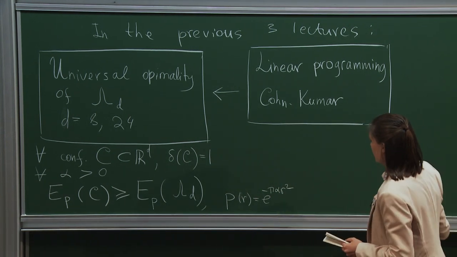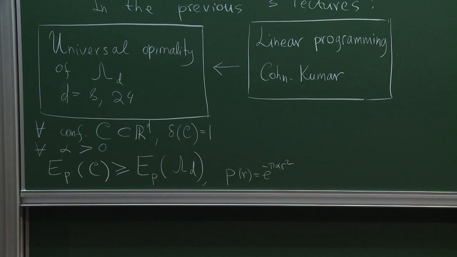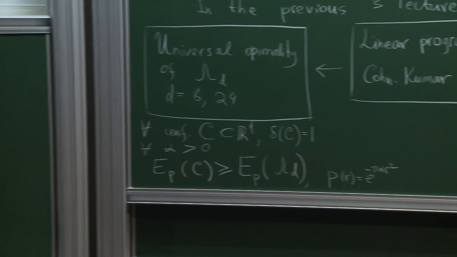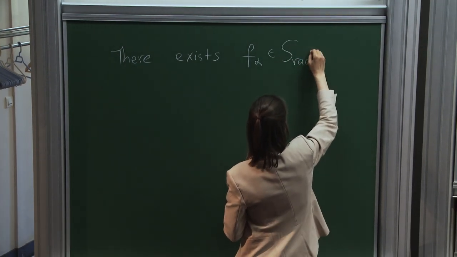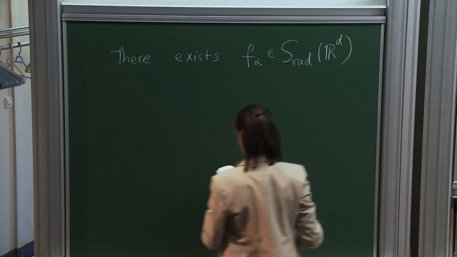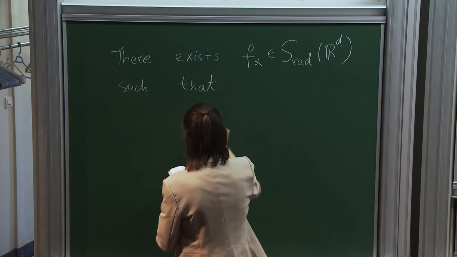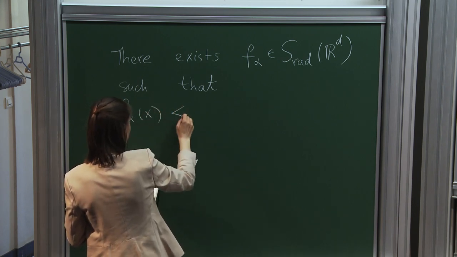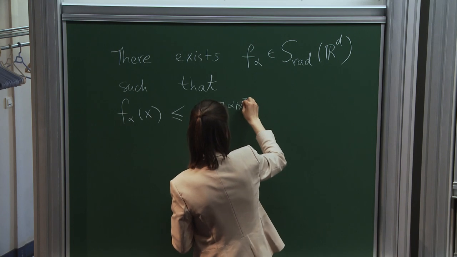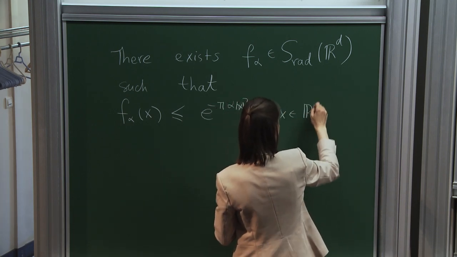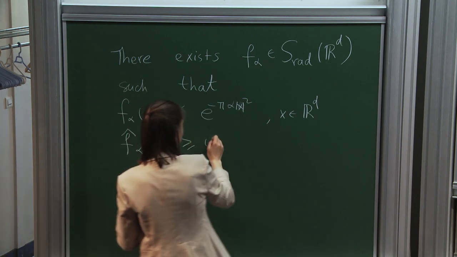And so what we will show is that linear programming implies universal optimality. And so linear programming means that we need to show the existence of a certain function. So we need to show that there exists, for each alpha, a special function f alpha, which would be a radial Schwarz function, such that the following conditions hold: this f alpha should not exceed our energy profile, so to say, for all points in the Euclidean space, and also its Fourier transform has to be non-negative.